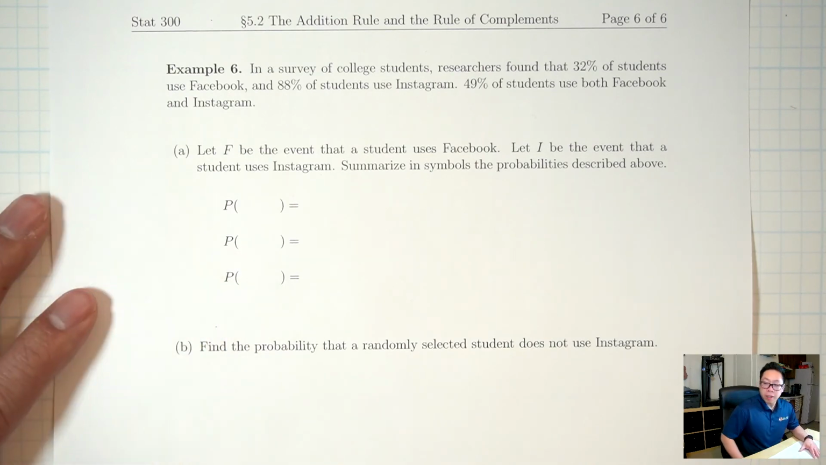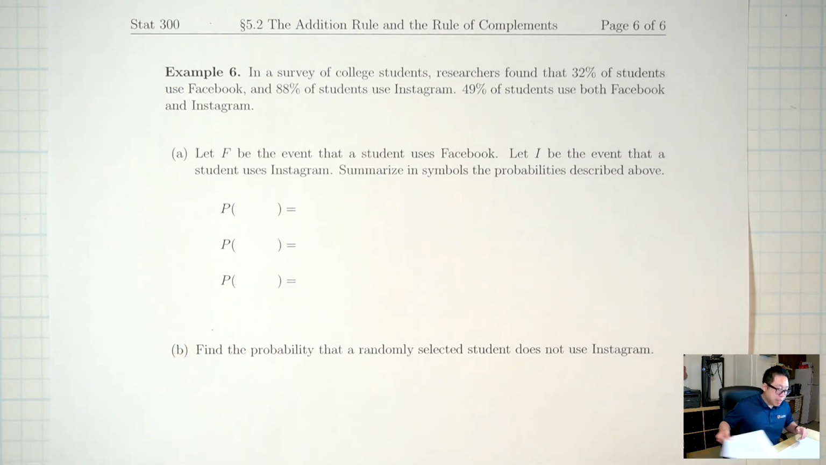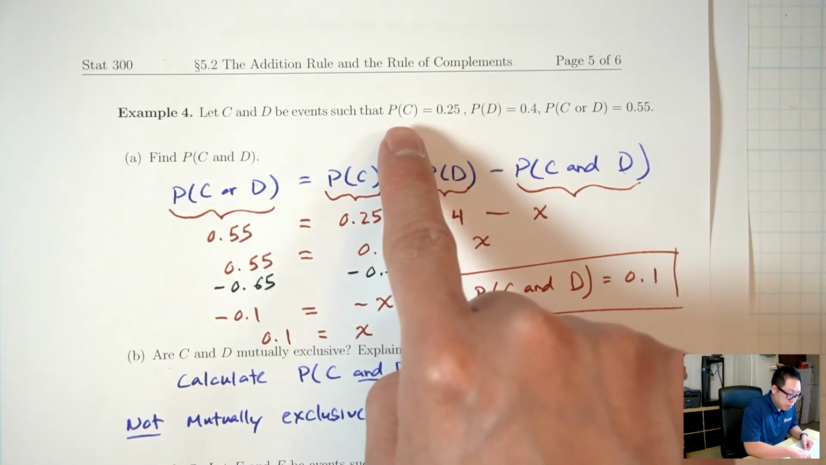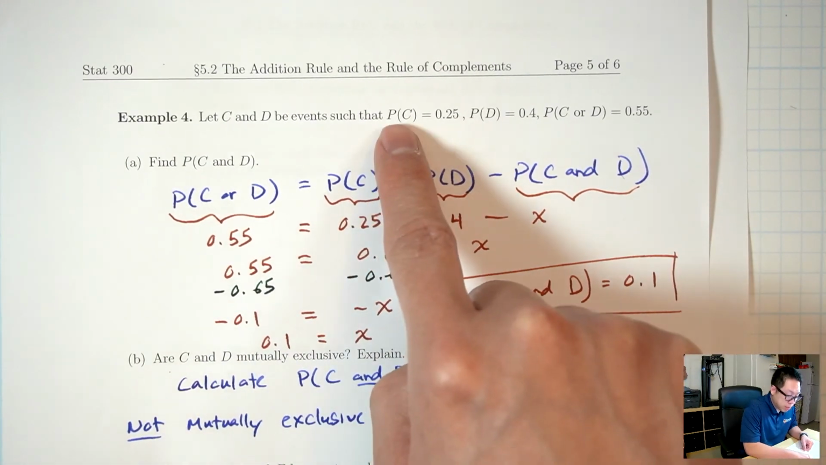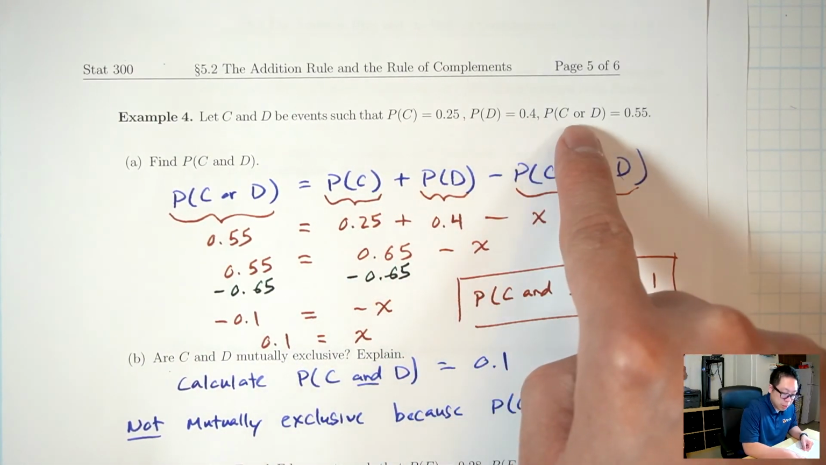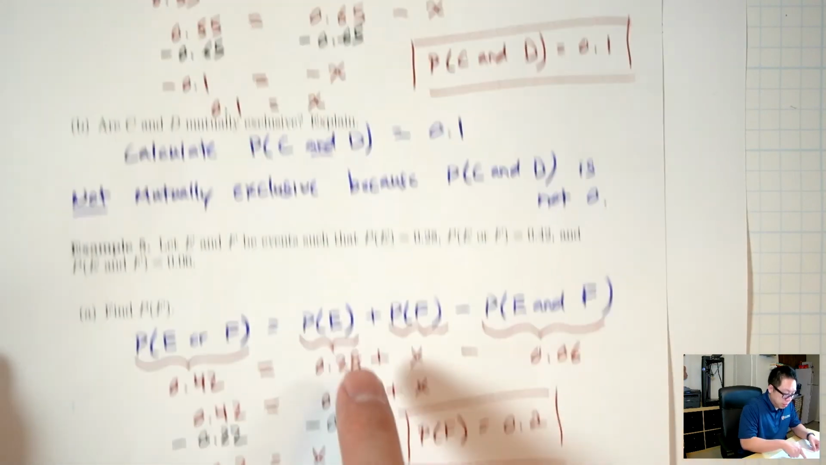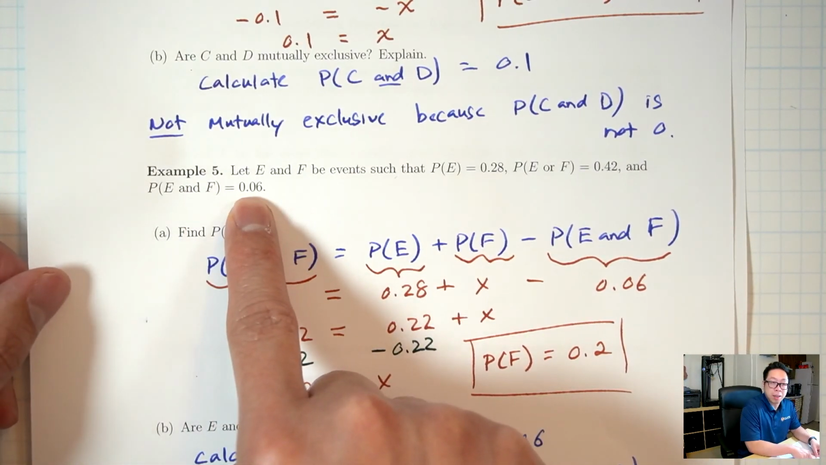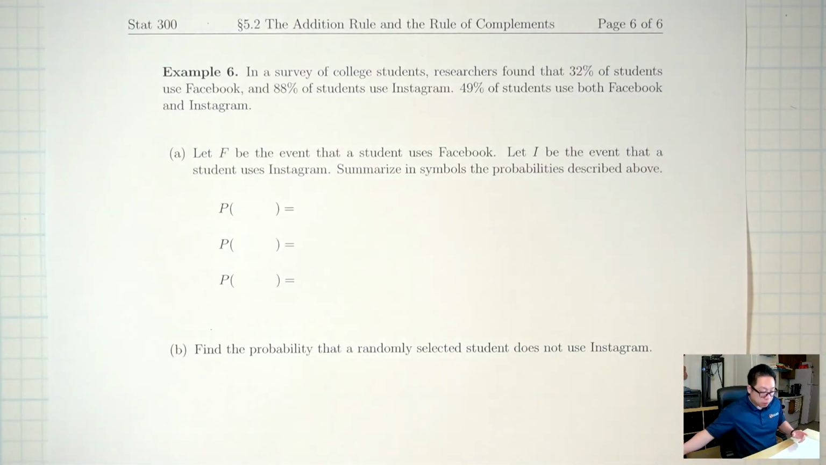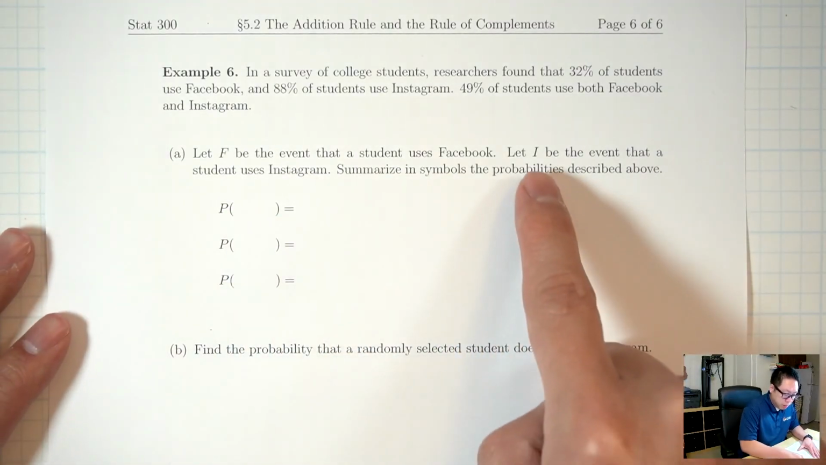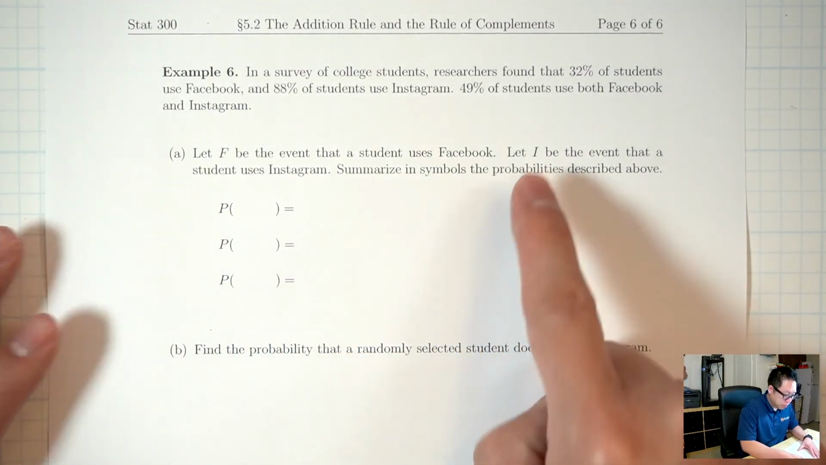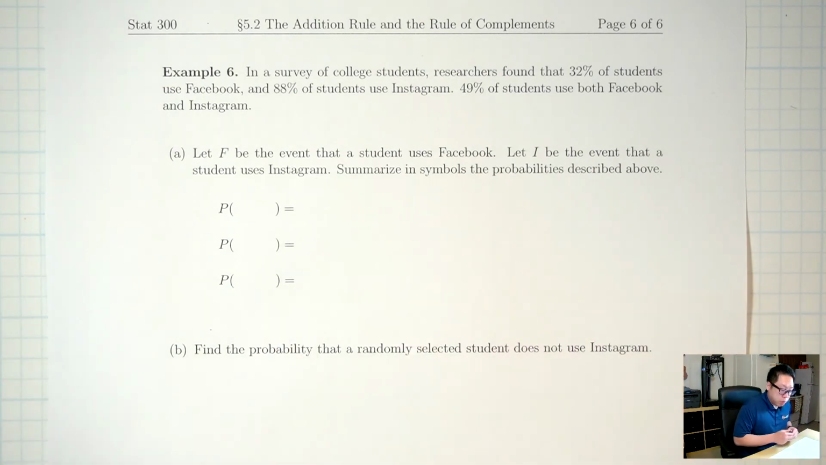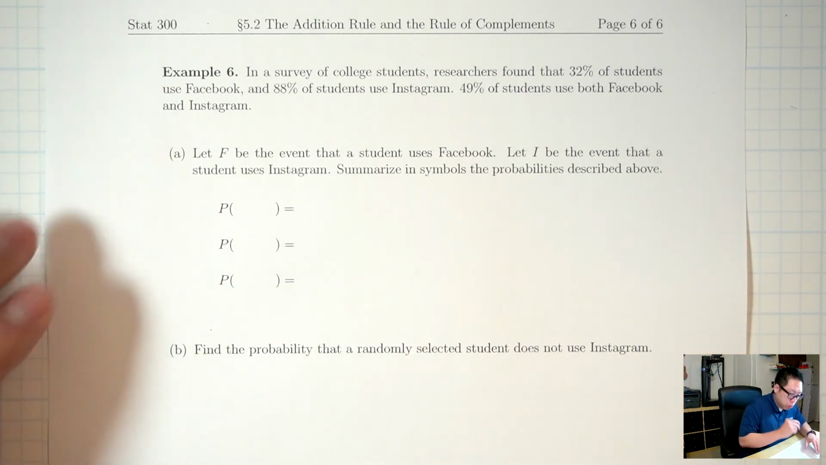What I'm asking you to do here is write things that look like what we did in example 4, right? P of C equals something, P of D equals something, P of C or D equals something, P of E and F equals something, right? I want you to write things that look like that. So here, we're saying F is Facebook, I is Instagram. And then let's go through and translate what this problem is telling me.